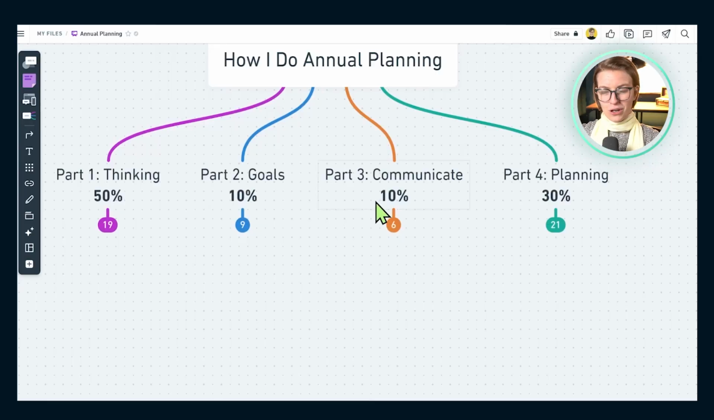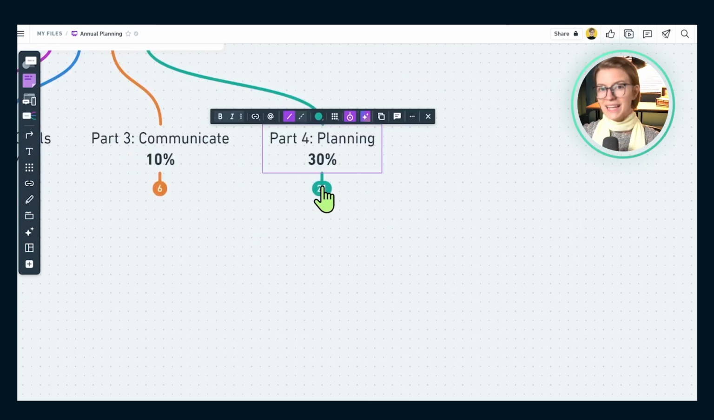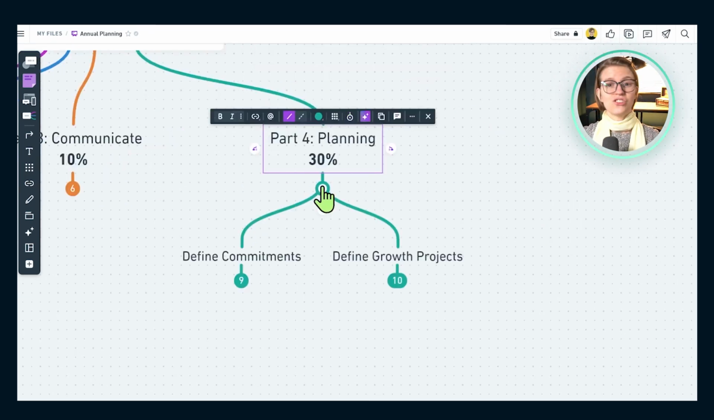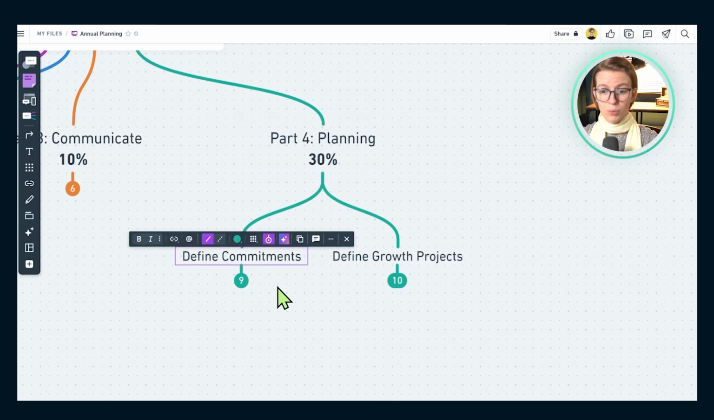Once we get through part 3, though, we are on to part 4, and this is the planning. Now, I have this at about 30%. I like to think about this as about a half day, maybe a full day of work. Planning involves a lot of little steps, but really just 2 categories. 1, we want to define our existing commitments. And 2, we want to define our new commitments. Here at ProcessDriven, we call them growth projects.